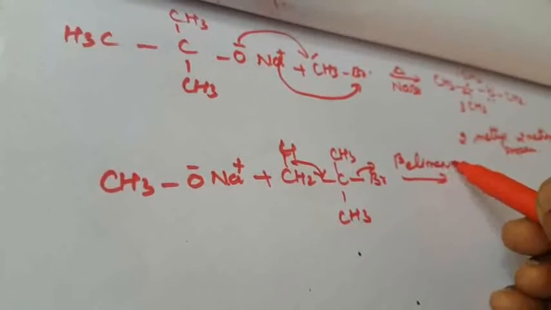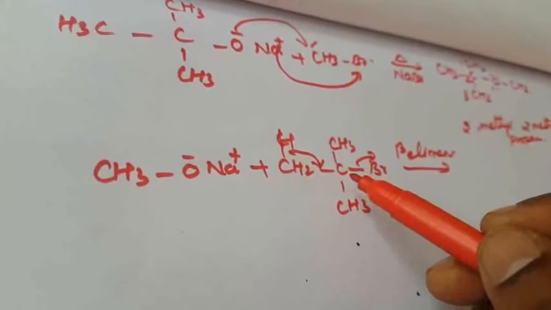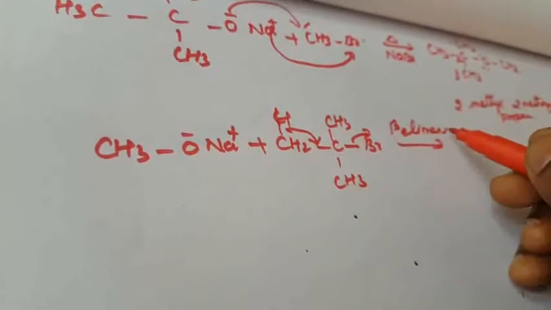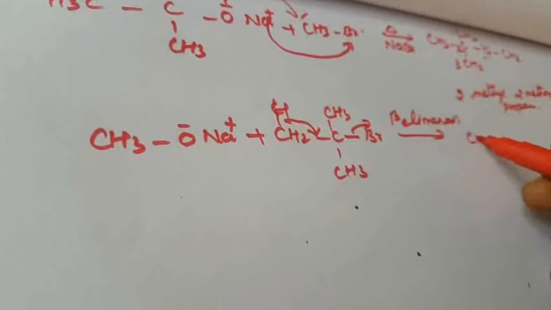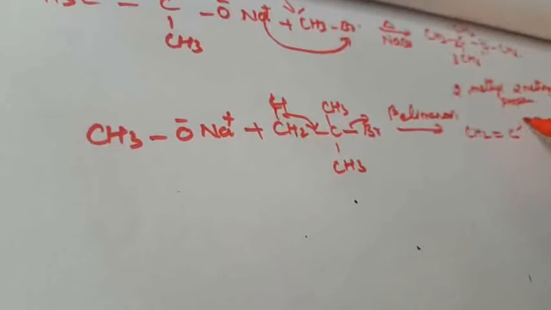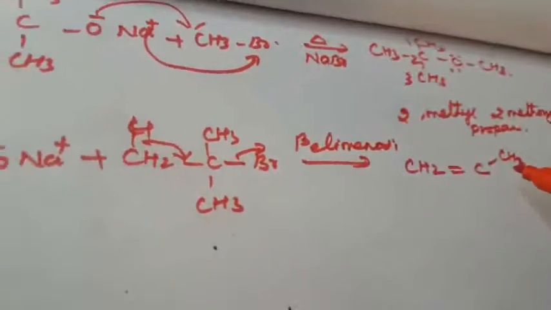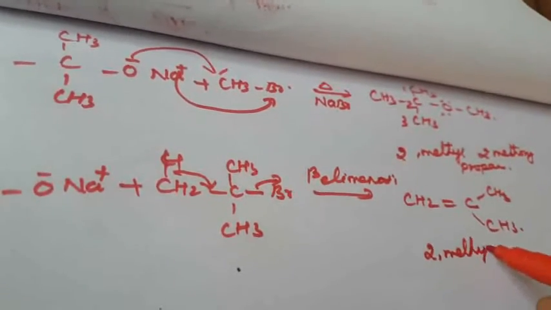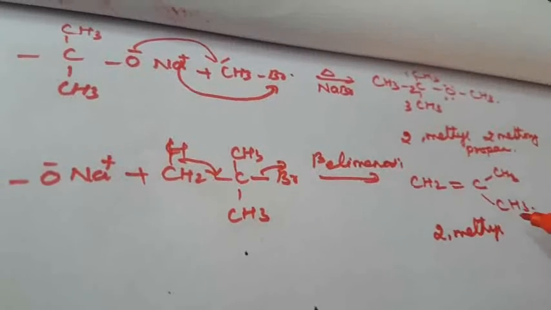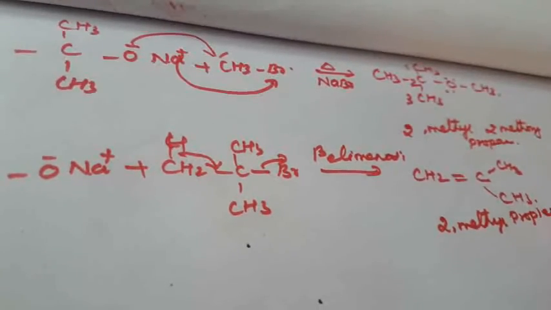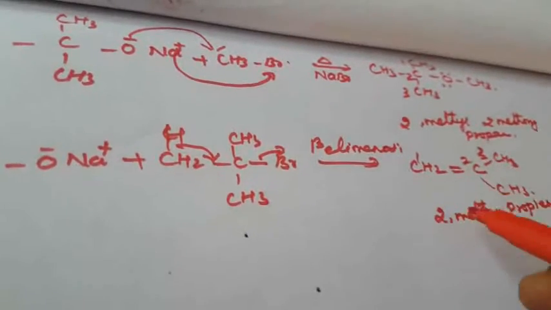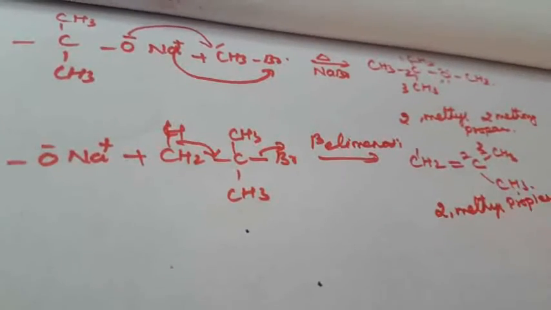What is meant by beta elimination? The hydrogen will be eliminated, so this is the double bond. The proton will be liberated, that is CH2 double bond, and here also CH3. What is this compound name? 2-methylprop-1-ene. So how to write? 1, 2, 3. So that is the 2-methyl. The second position contains a methyl, so 2-methylprop-1-ene. Okay.